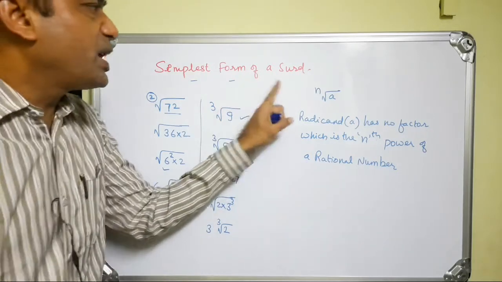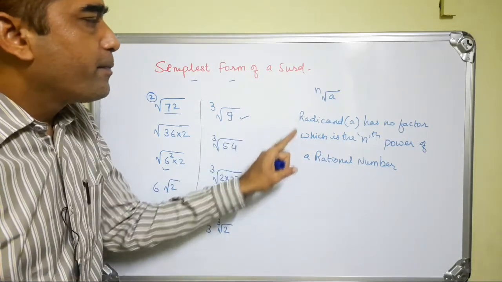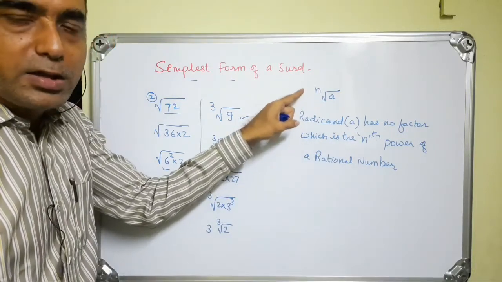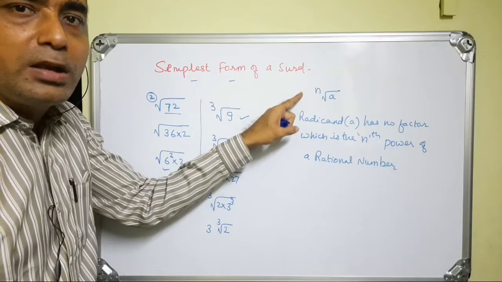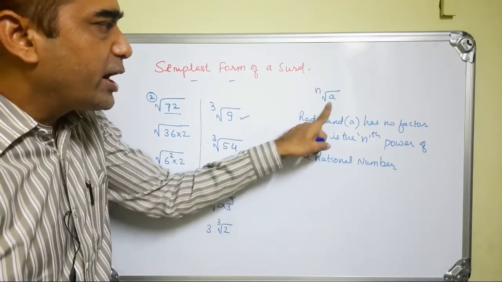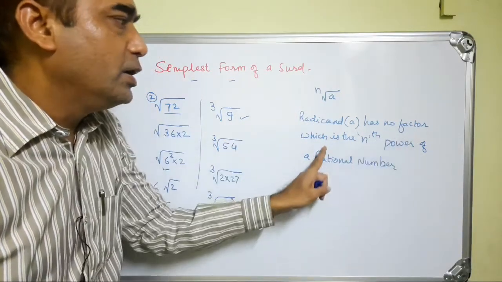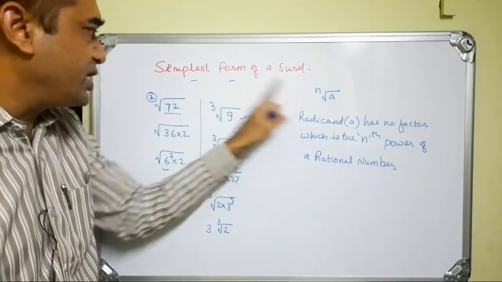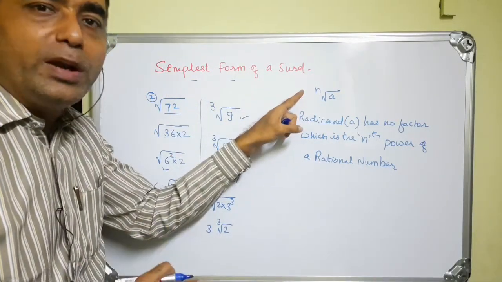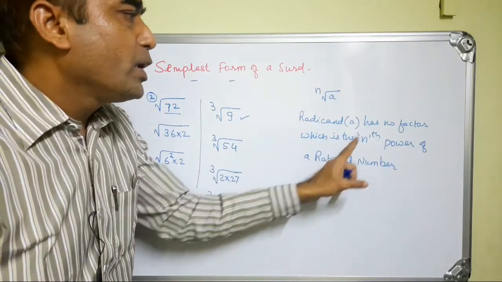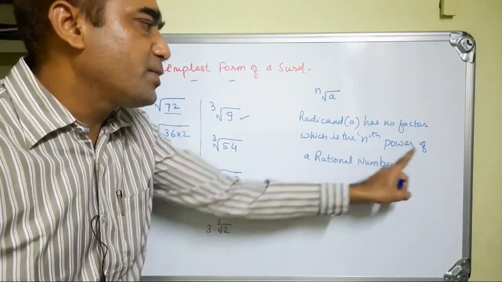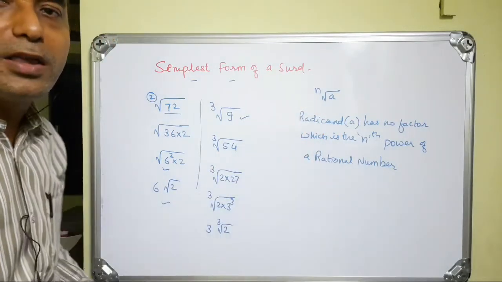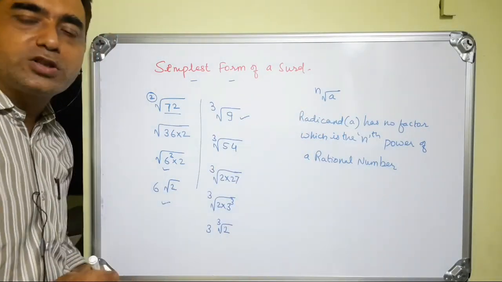So what is the simplest form of a surd? If the radicand A, the surd with order n, is said to be in simplest form if the radicand has no factor which is the nth power. If the order is 2, there should be no square factor; if the order is 3, there should be no cube factor. It has no factor which is the nth power of a rational number, then that surd is called in the simplest form. Now we will solve question number 3.